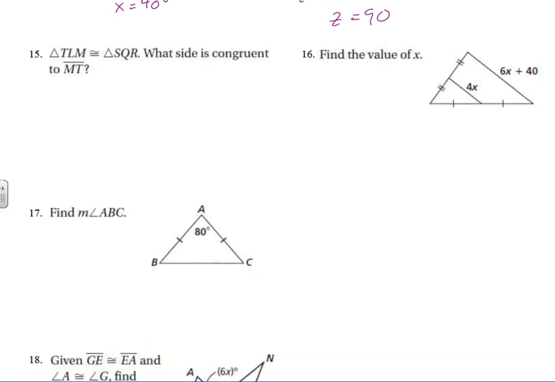All right, number 15. Triangle TLM is congruent to SQR. What side is congruent to MT? You could draw these out, but here's how I'm going to do it. Look at the order of the letters, because it matters in the congruence statement, and look at what matches up. M matches up with R, and S matches up with T, so RS. Real simple.